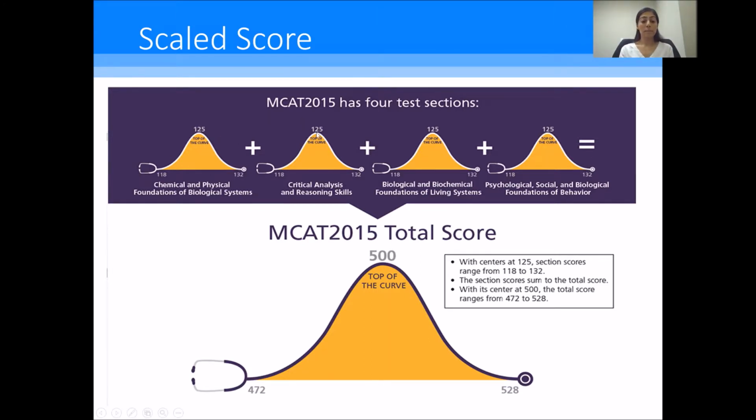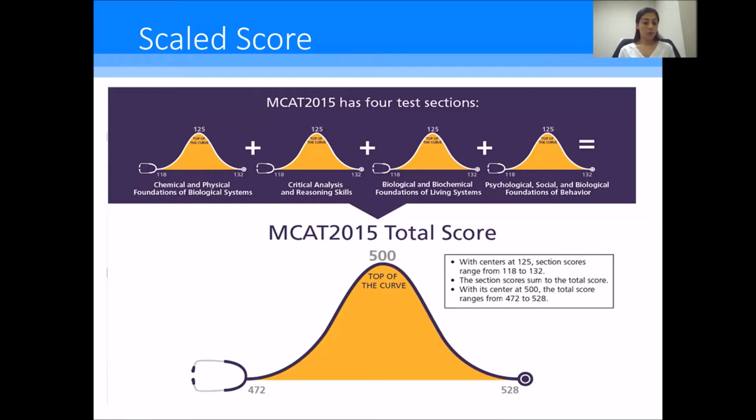Now, since this is the median or the top of the curve section score for each of those sections, what I can do is sum them to get the median or the 50th percentile overall for the exam. And that's what this curve down here is representing. So this 500 is the summation of each of those 125 median scores from the individual 4 sections, okay? So the top of the curve, if this is a normal distribution, which it looks like it is, is where the highest frequency of scorers are actually scoring.